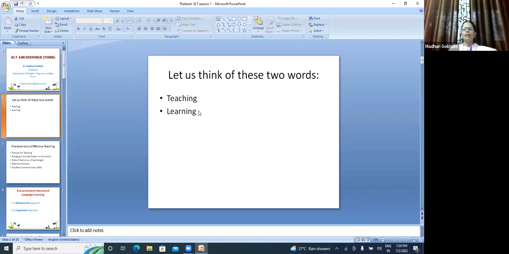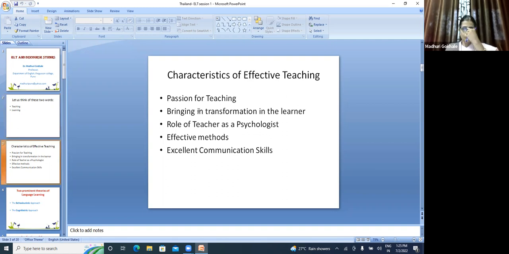And I would say this is a very important part of ELT and a very important part on the part of the teacher, if we are able to bring a change in our learners, if we are able to bring a change in the total standard of English in our country. All right. Any question about these two words? We will be talking more about them as I move ahead with the slides. But I just thought that this would be an introduction to what we are going to say. We need to understand what teaching is and what learning is. Any question before I move ahead? Okay. Fine. Let me say something about characteristics of effective teaching.